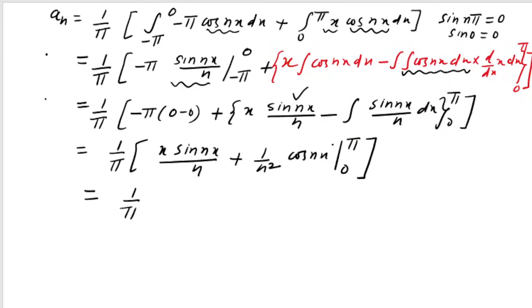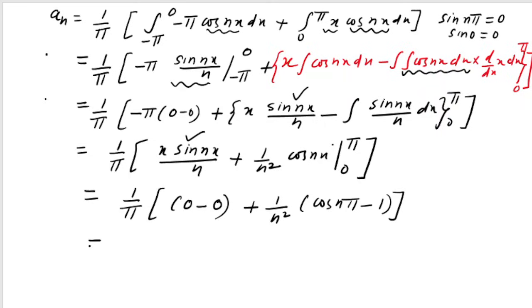We will get 1 by pi. If I put the upper limit pi here, I will get the term sine n pi, which will make it 0. And if I put the lower limit 0 here, 0 into sine 0 is also 0, so this term will become 0. Now go to the next term, 1 by n square. If I put pi here, I will get cos n pi, and if I put 0 here, I will get cos 0, that is equal to 1. So finally what I have got is 1 by n square into pi and cos n pi minus 1.